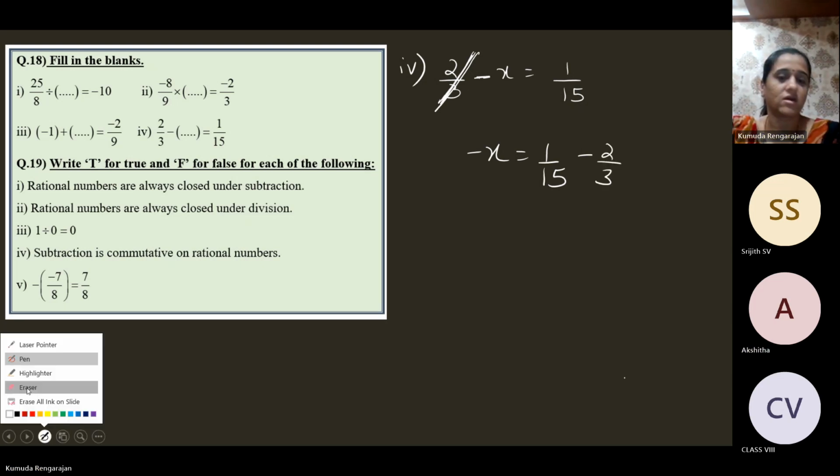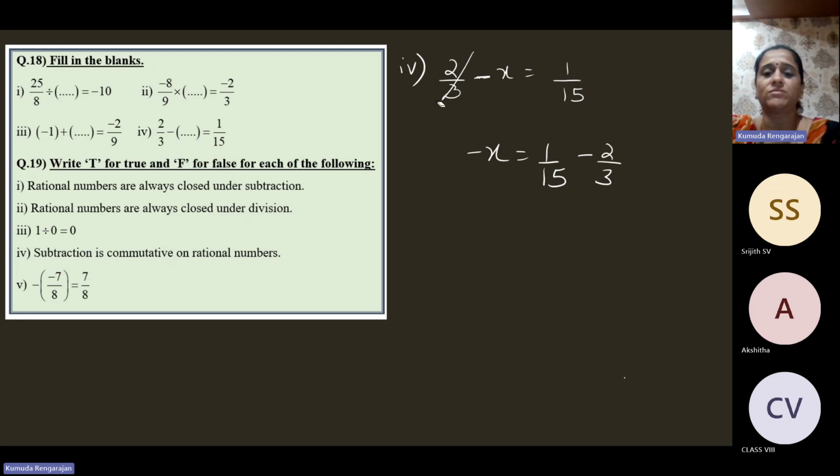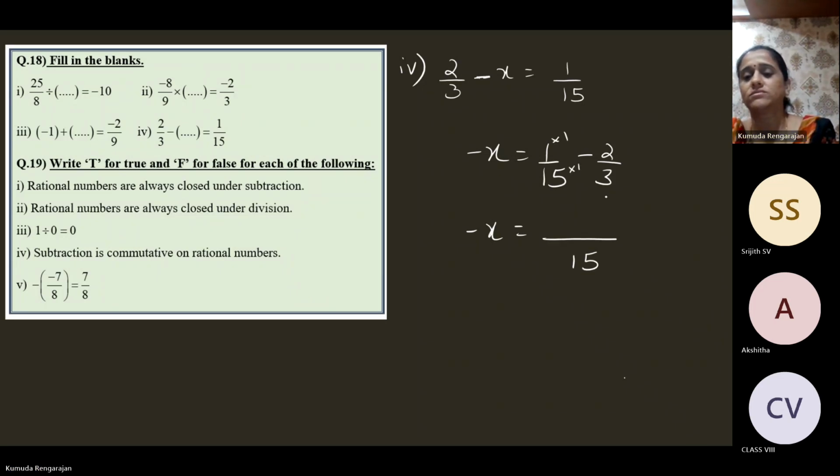Yes, ma'am. Now after this, LCM, correct? So write minus x as it is, equal to LCM is 15, into 1, correct? Into 5, correct? Because 3 5s are 15, 15 1s are 15. So 1 into 1, 1 minus 10, correct? Minus x is equal to 1 minus 10 is minus 9 by 15.